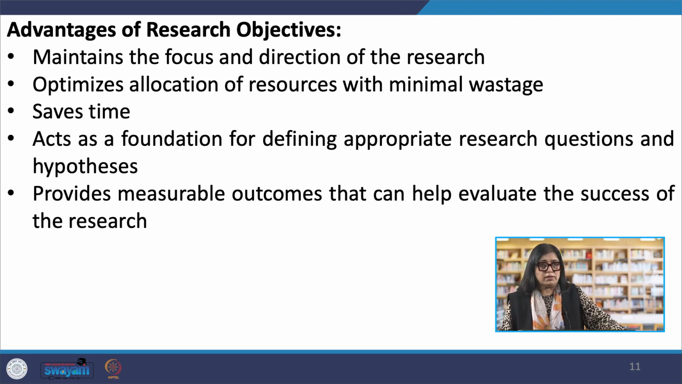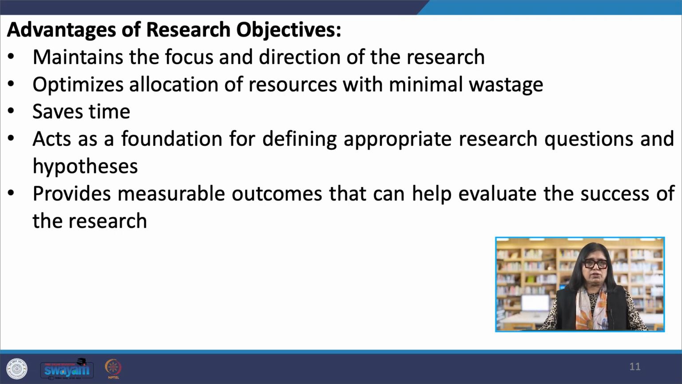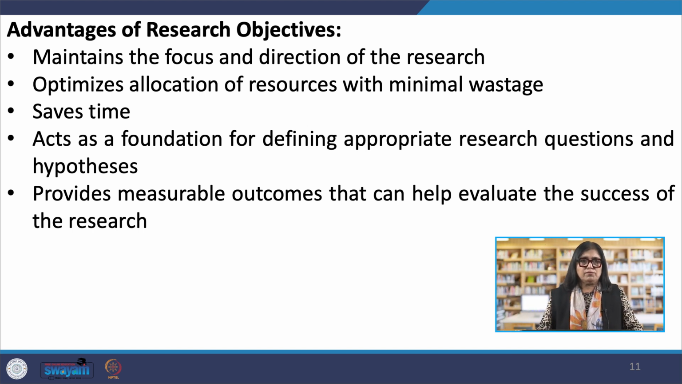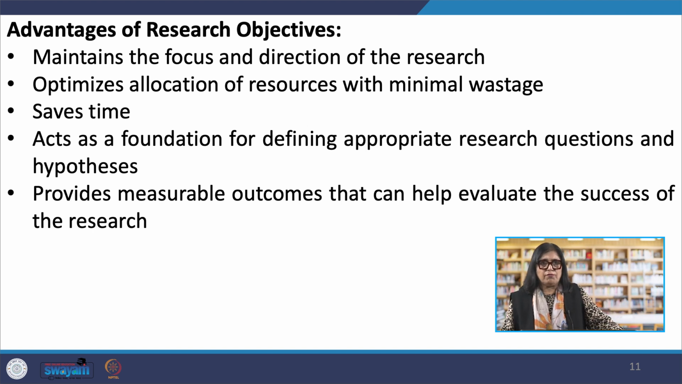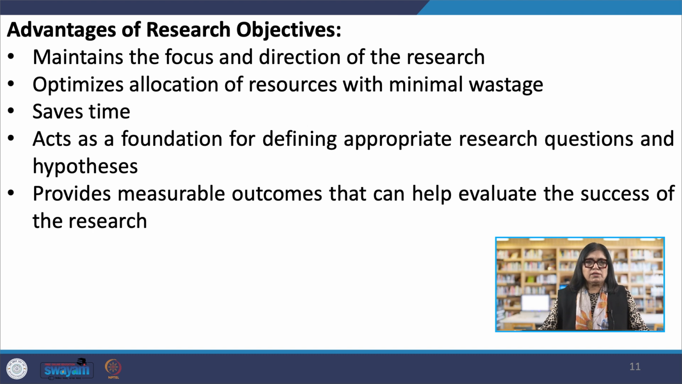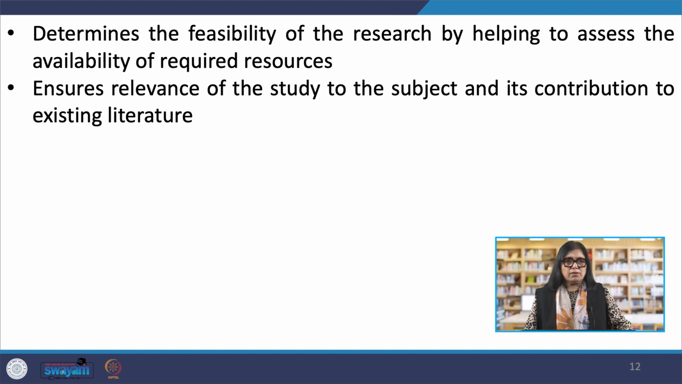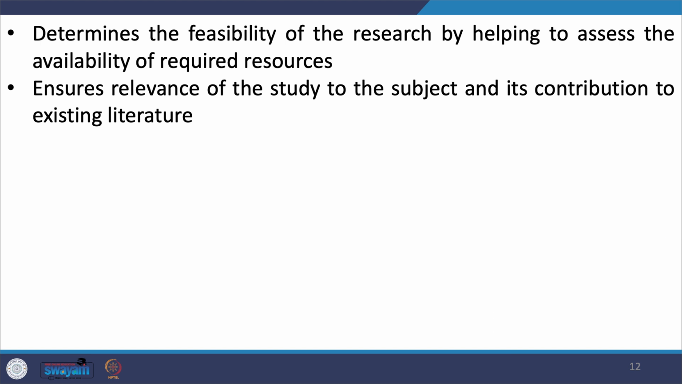Advantages of research objectives: maintains the focus and direction of the research, optimizes allocation of resources with minimal wastage, saves time, acts as a foundation for defining appropriate research questions and hypotheses, provides measurable outcomes that can help evaluate the success of the research, determines the feasibility of the research by helping to assess the availability of required resources, ensures relevance of the study to the subject and its contribution to existing literature.